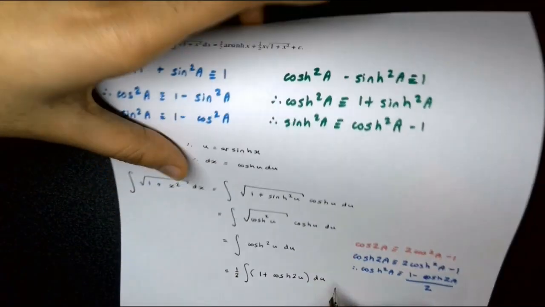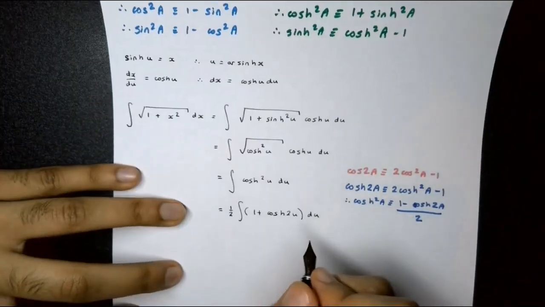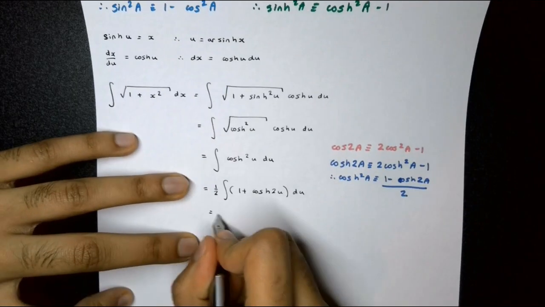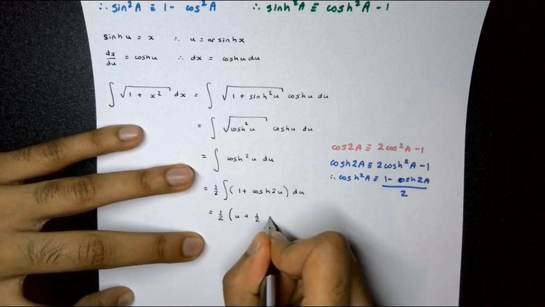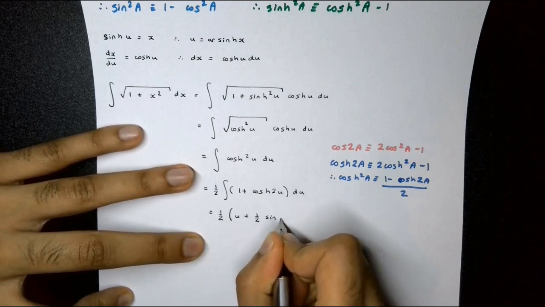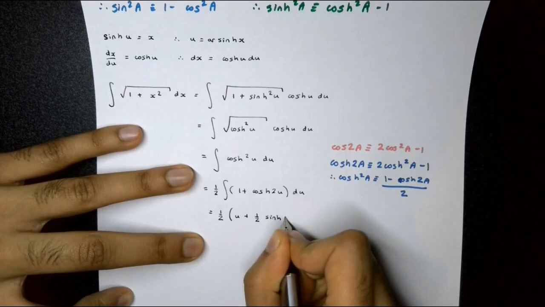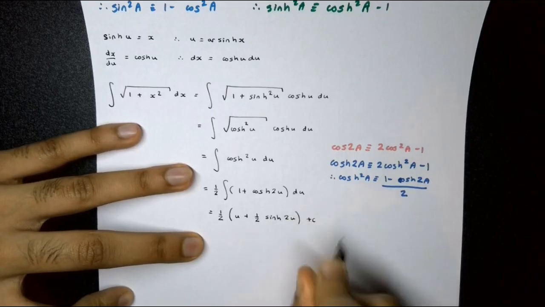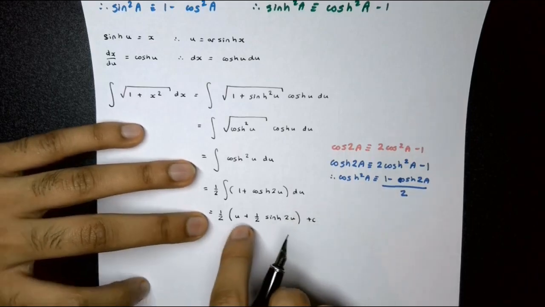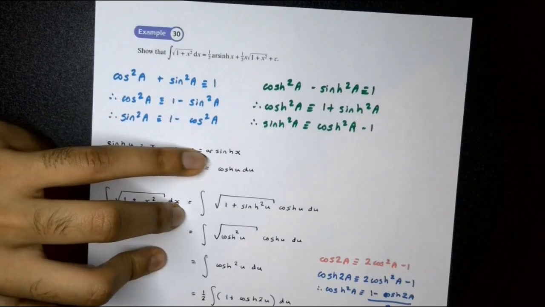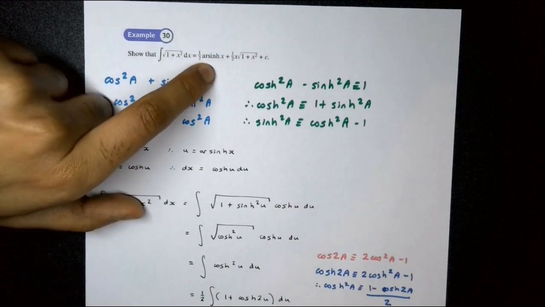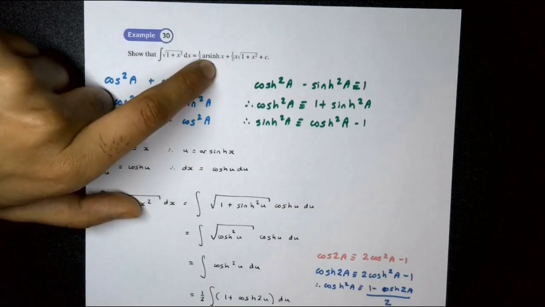So if we integrate all this, hopefully you can see we've got 1/2 of u plus 1/2 of hyperbolic sine of 2u, plus c. Now the problem is over here. If we replace the u with this result, we end up with this bit over here, and of course multiplying by the half we still get this over here.